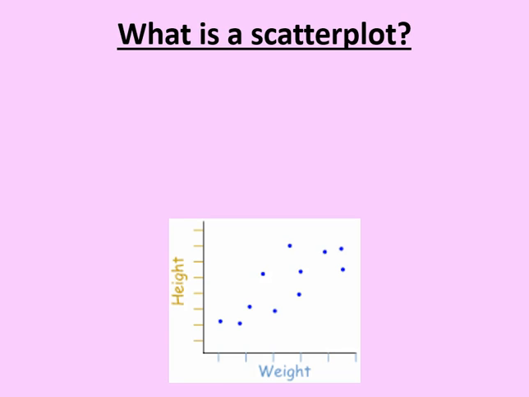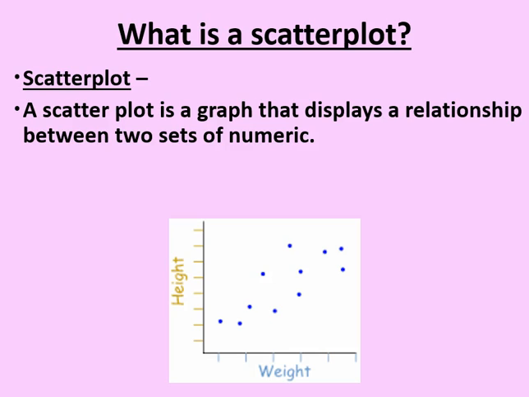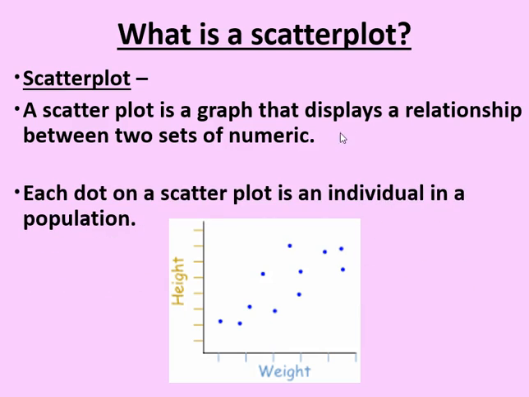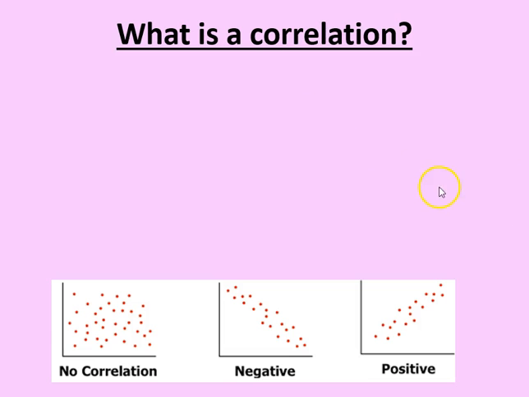Let's begin with what is a scatter plot. And there at the bottom you see an example of a graph which is called a scatter plot. A scatter plot is a type of graph that displays a relationship between two sets of numeric data. As you can see, we have height and weight on this chart. Each dot on a scatter plot is an individual in a population. So if you count how many dots there are, that would tell you how many individuals were surveyed within the scatter plot sampling. So let's move on to correlation, which is a new word for you.